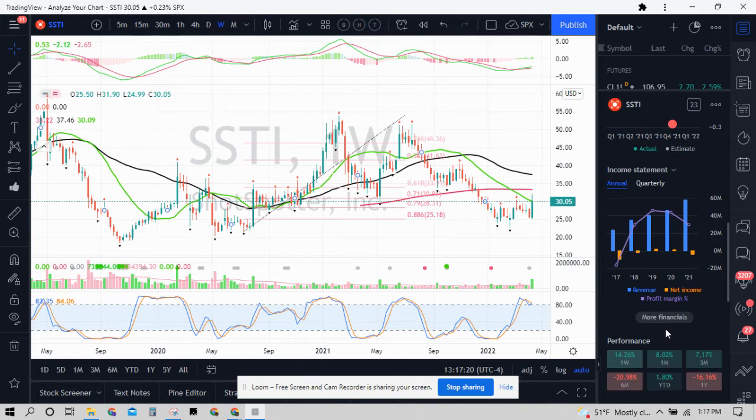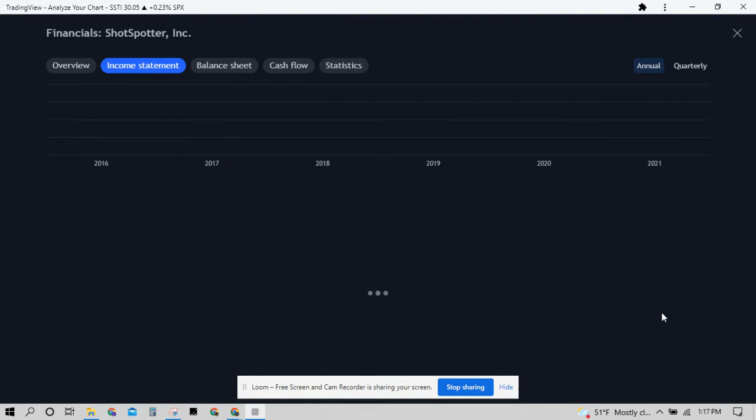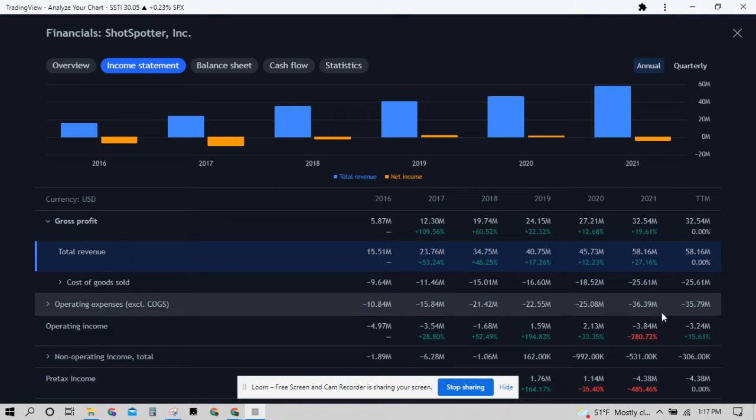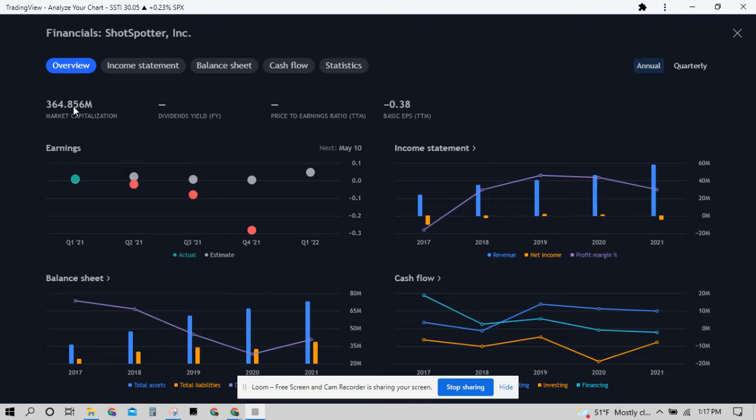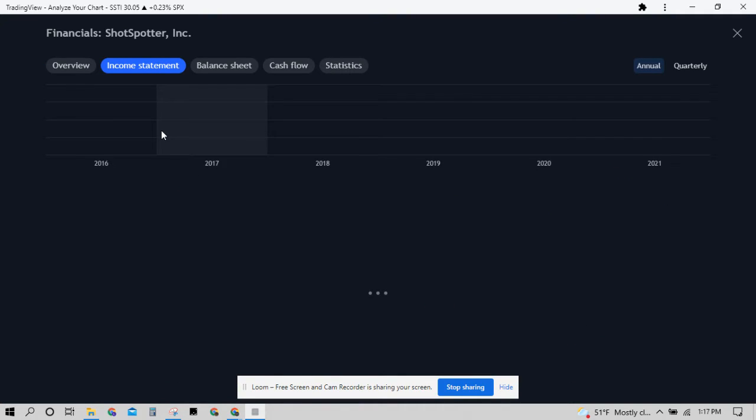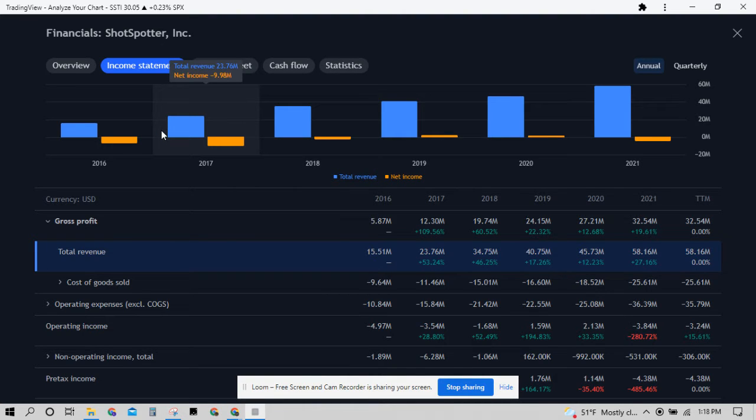But what I want you to do is click on more financials. And I know I talked about using Barchart to find the financial statements. We talked about Yahoo Finance, but right now, this is what I'm rocking with in terms of looking at the financial statements. So you can see an overview screen, which gives you all of those graphs on one screen. You want to select annual, but I'm going to go to the income statement because one of the first things, and I'm 95% certain that ShotSpotter does not pay a dividend.